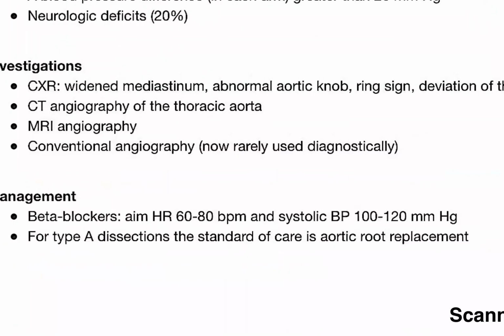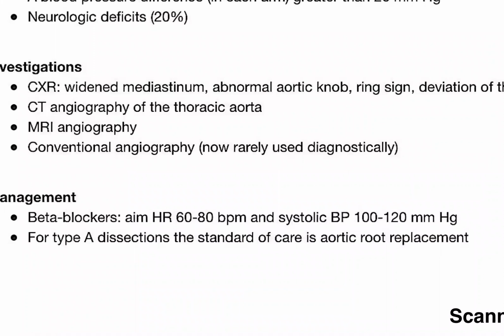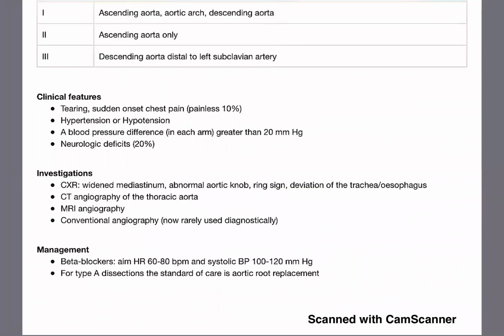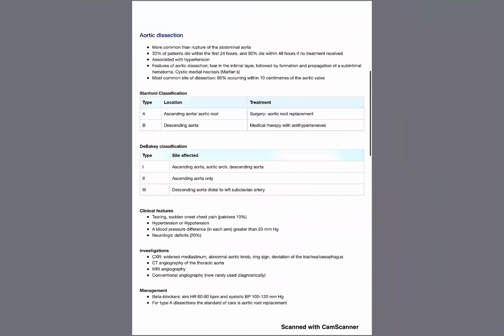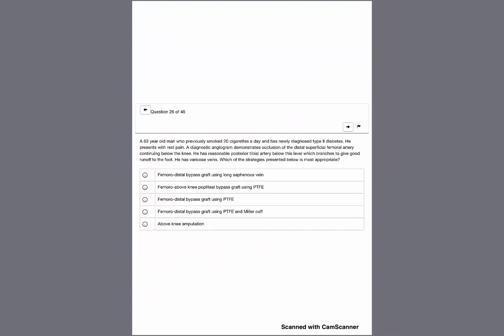What is the aim of beta blockers? To bring the systolic blood pressure to 100 to 120, or maximum 100. Okay, clear? Yes, clear. Is there anything required from you other than it? Nothing, only this. You will have no more question scenarios away from these: aortic root replacement or beta blockers.